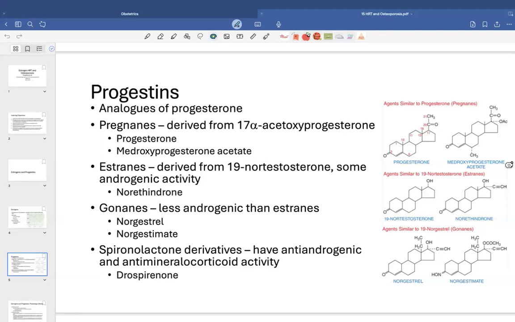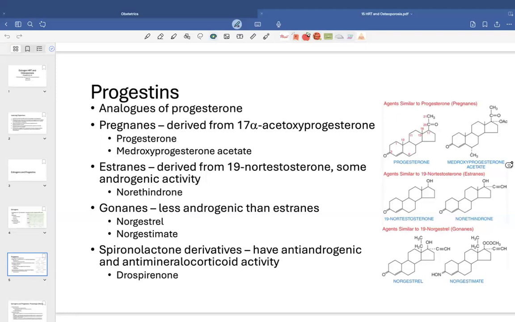In the case of spironolactone derivatives, of course, they will have some mineralocorticoid activity. We talked about that activity, the salt-retaining activity of those drugs, when we covered the endocrine unit earlier this year. Drospirenone is a spironolactone derivative that is also used as part of contraceptive combinations.